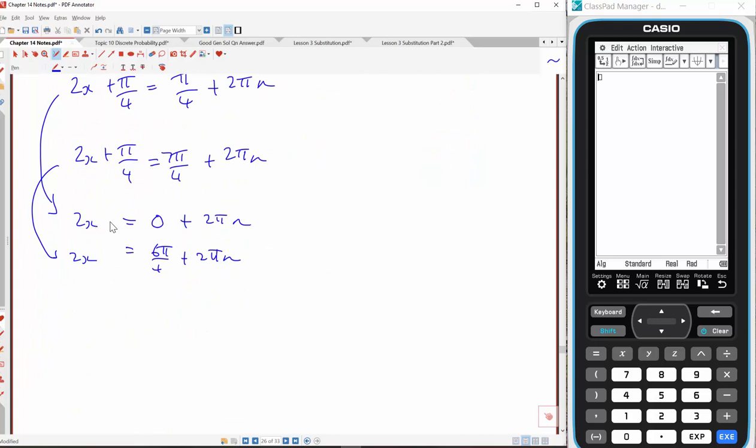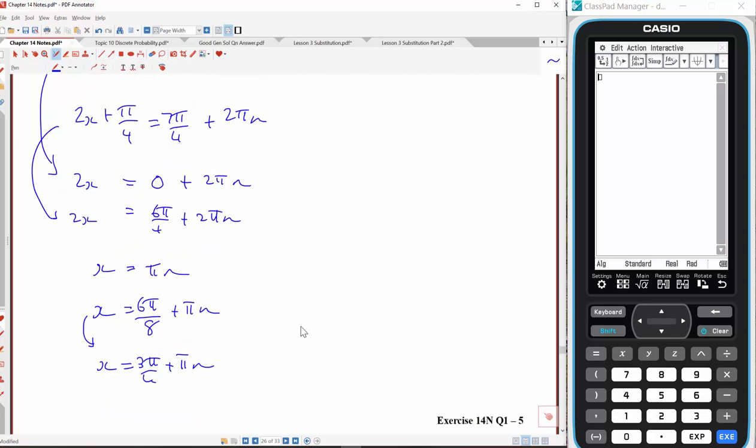All right, so now I'm going to do my dilation, which means I need to dilate the solution and the period. So that's going to be x is equal to pi n, and x is equal to 6 pi over 8 plus pi n, which is x is equal to 3 pi on 4 plus pi n. Okay, and this one here, let's list that as well: x is equal to pi n, where n is an element of Z.